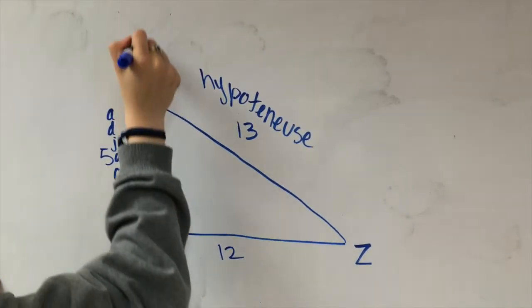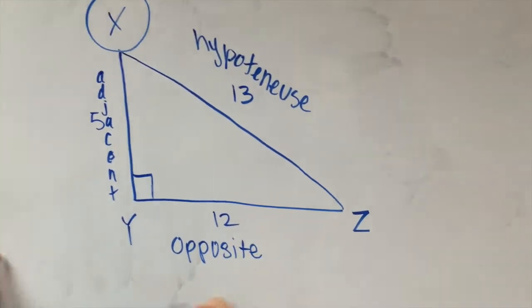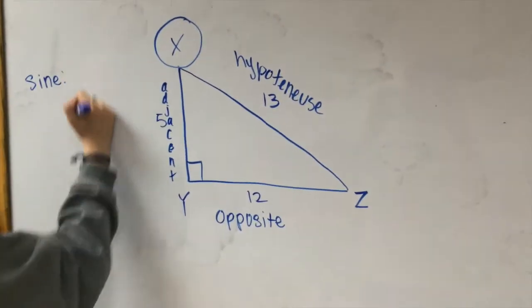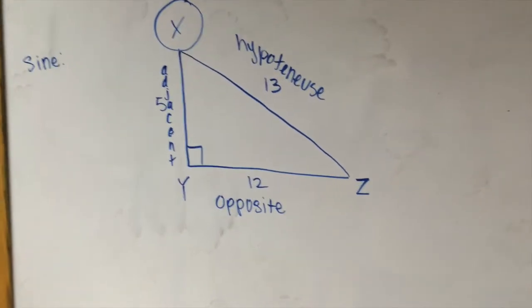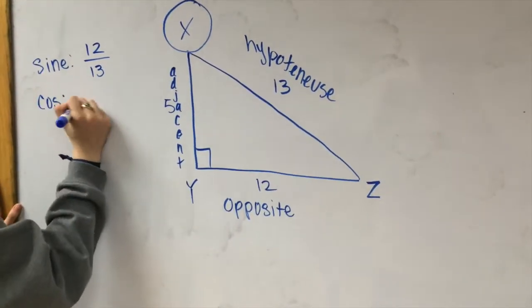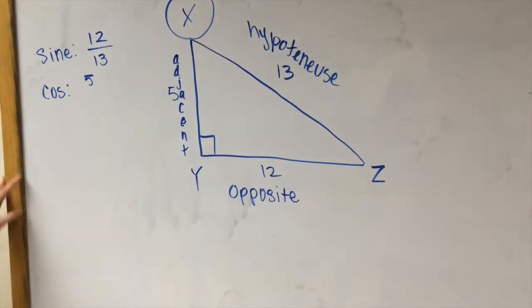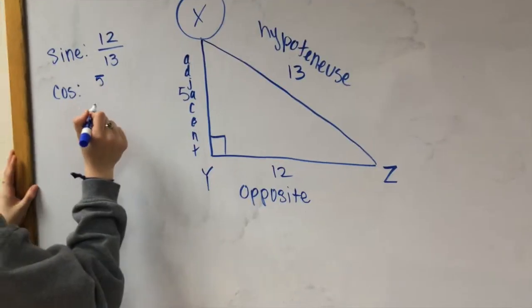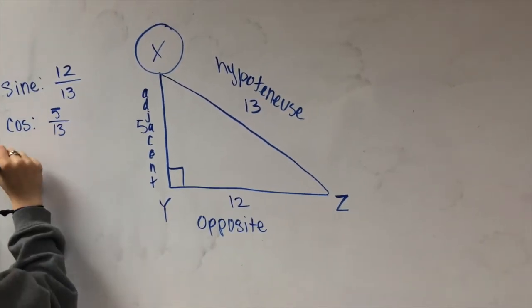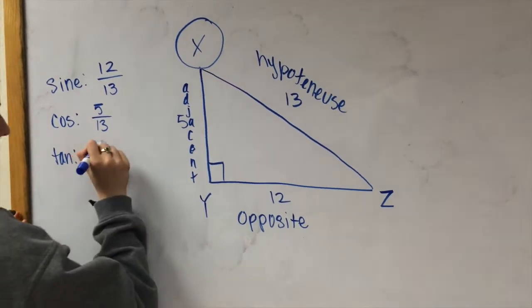So working off of this triangle, the hypotenuse measure is 13, the adjacent measure is 5, and the opposite leg measure is 12. And working off of angle x, the sine would be 12 over 13 because it's opposite over hypotenuse. The cosine would be 5 over 13 because it is adjacent over hypotenuse. And the tangent would be 12 over 5 because it's opposite over adjacent.